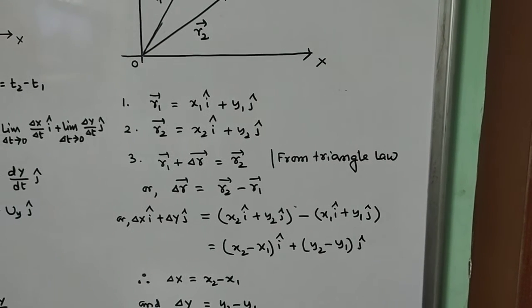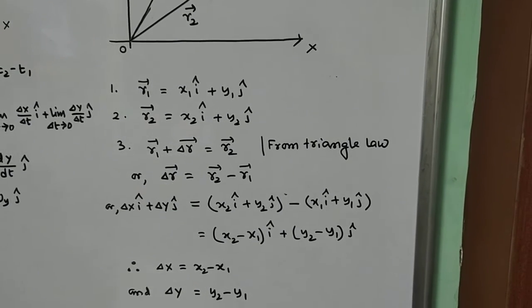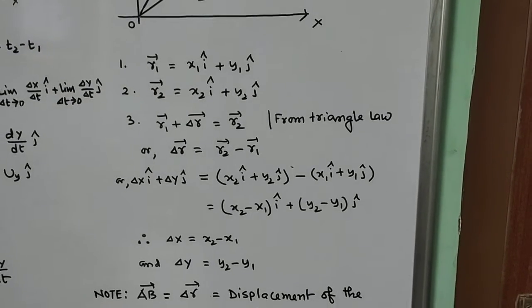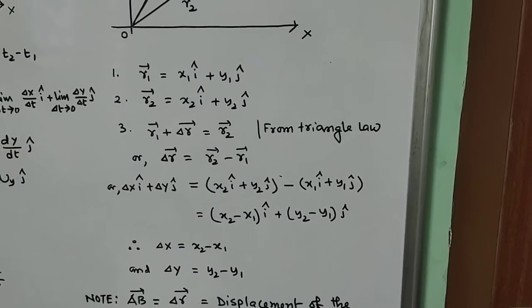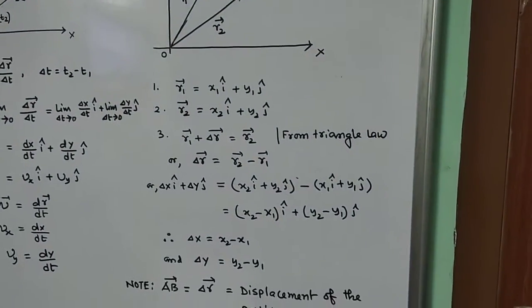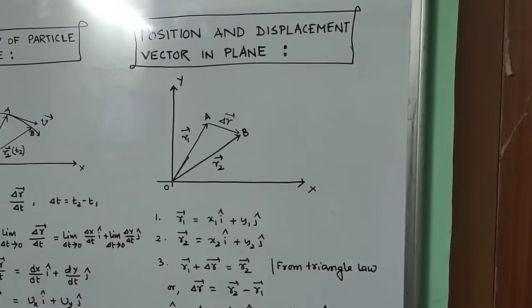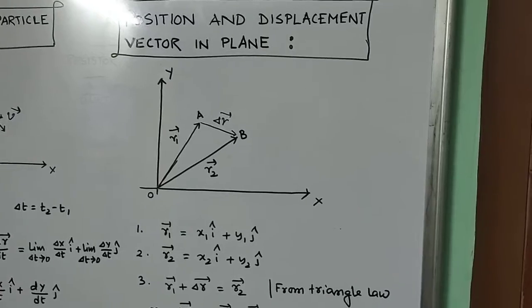Now you can compare both sides. If you compare both sides, then delta x is your x2 minus x1 and delta y is your y2 minus y1. So here AB vector is nothing but the delta r vector, and that is nothing but the displacement of the particle in the time interval t2 minus t1.